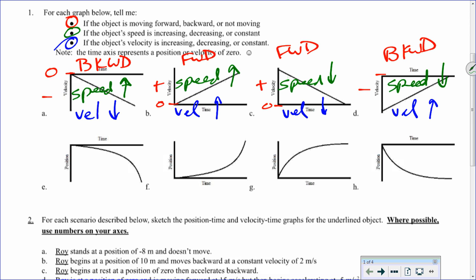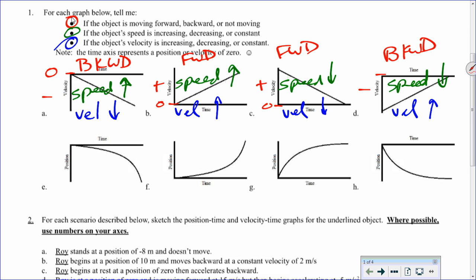All right. Questions about A, B, C, or D? Pretty good? Alrighty then. So, let's move on to the position time graphs.